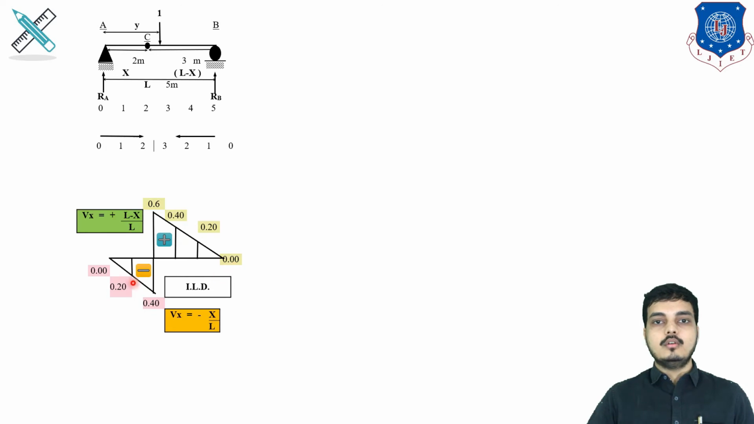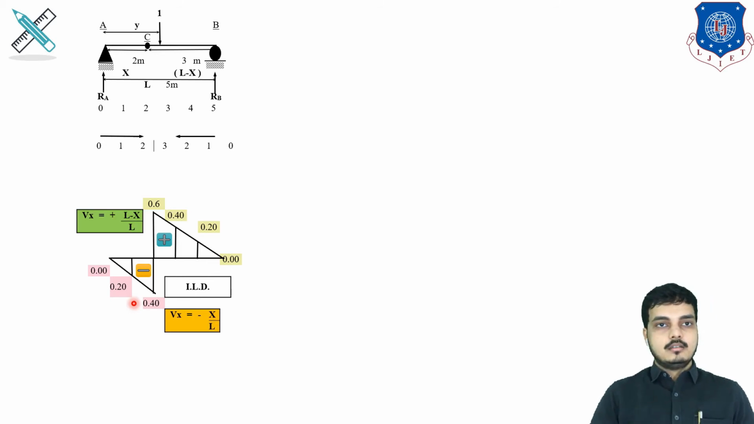And the rest of the values we can find out with the help of the relation. Like, as you can see here, it is up to 3 meter. So for 3 meter it is 0.6. So for 2 meter, how much is it? It will be 0.4. For 3 meter it is 0.6, so for 1 meter it is 0.2. Likewise from here, for 2 meter it is 0.4. So for 1 meter, how much is it? It will be 0.2.